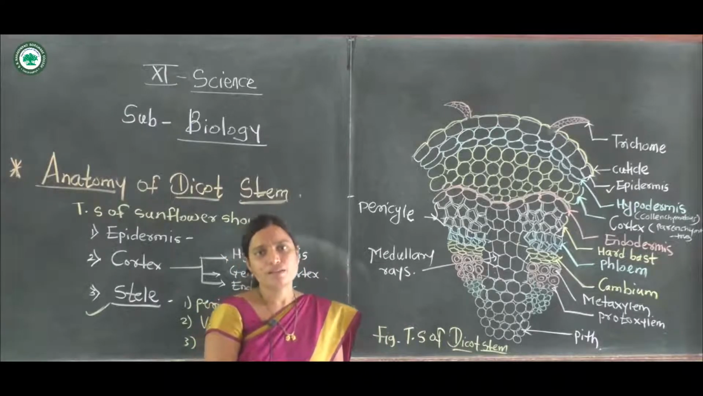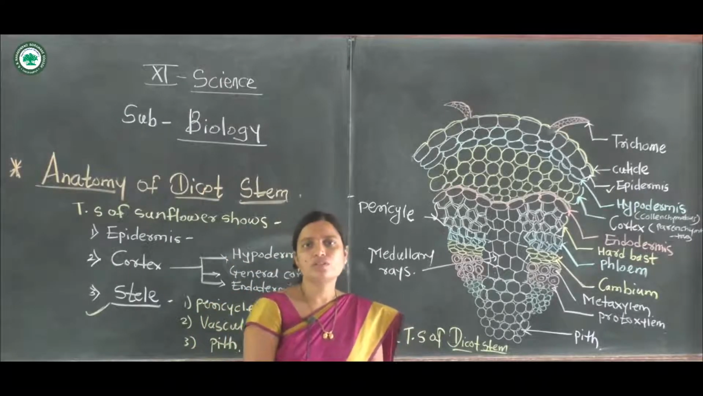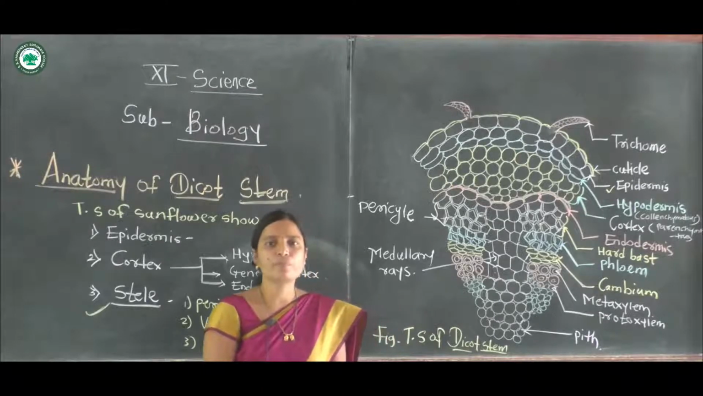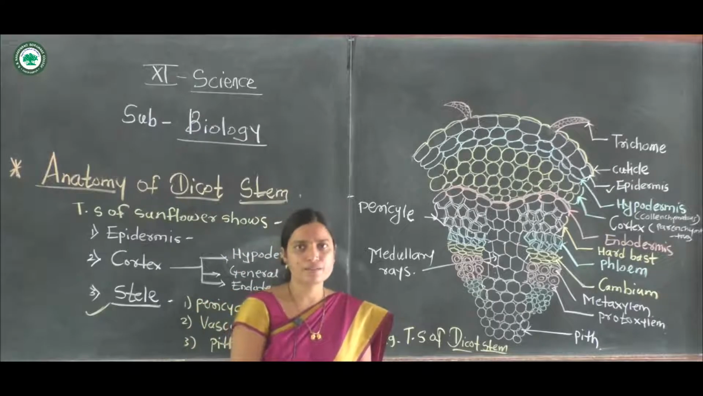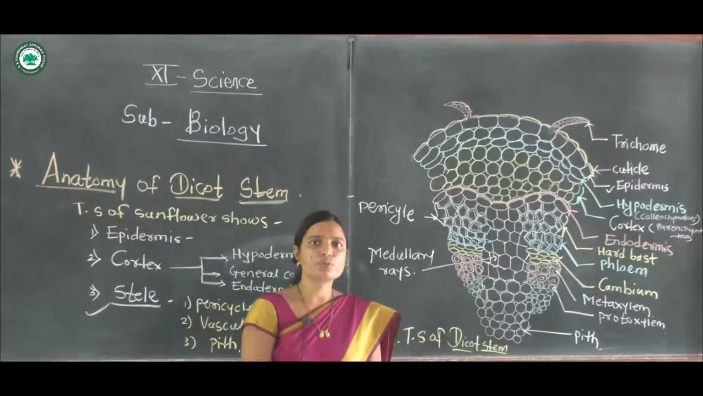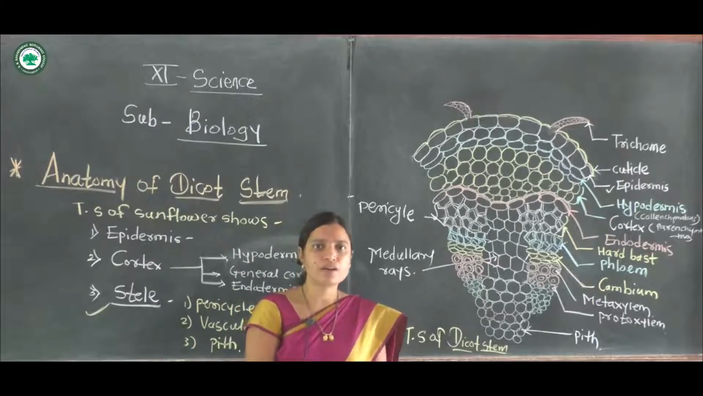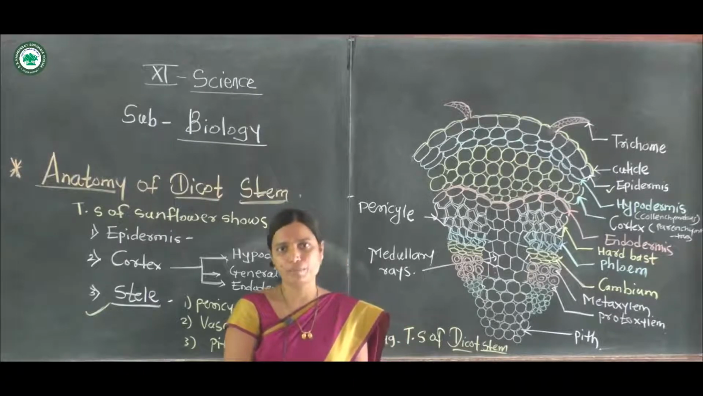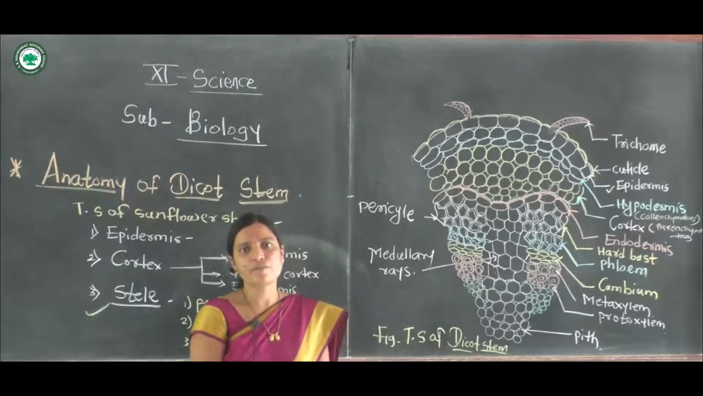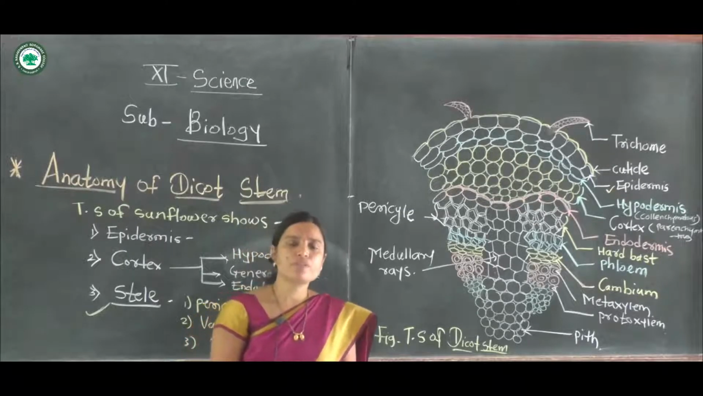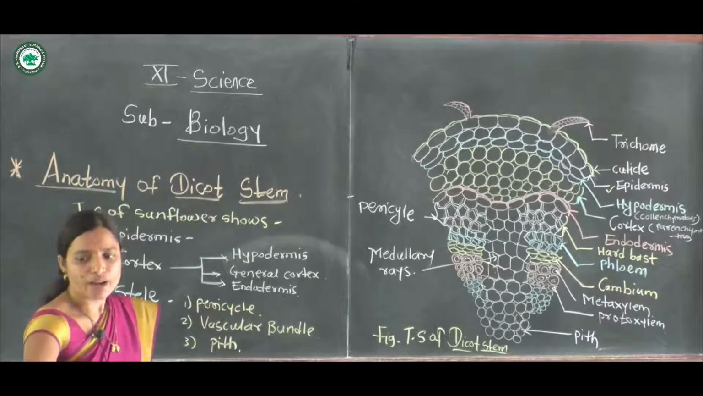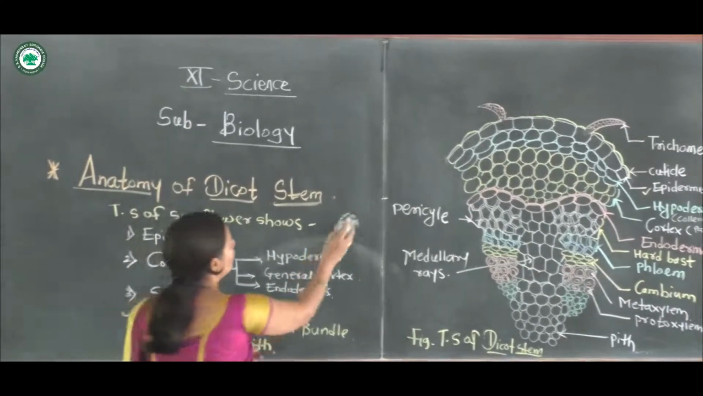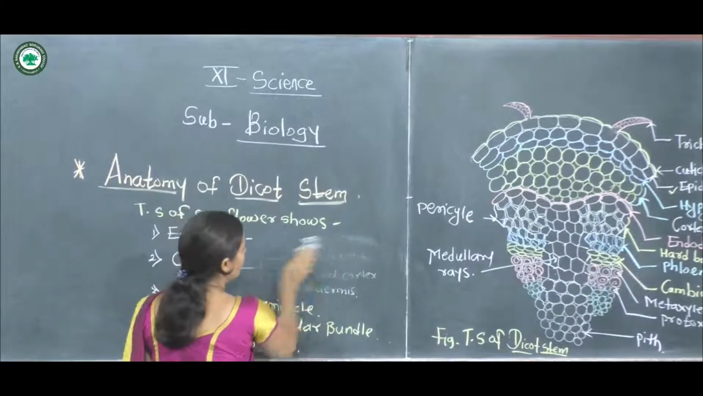In dicot plants, it is very important. Where vascular tissues are found, secondary growth takes place in the dicot plants. In this secondary growth, the plants have xylem, phloem and cambium. These tissues are present in the dicot plants. And in the dicot stem, the vascular bundle is conjoined, collateral and open type.